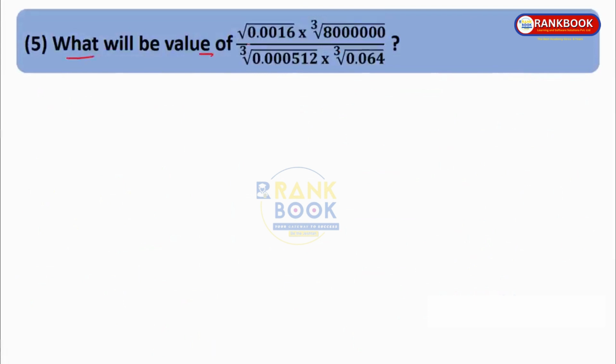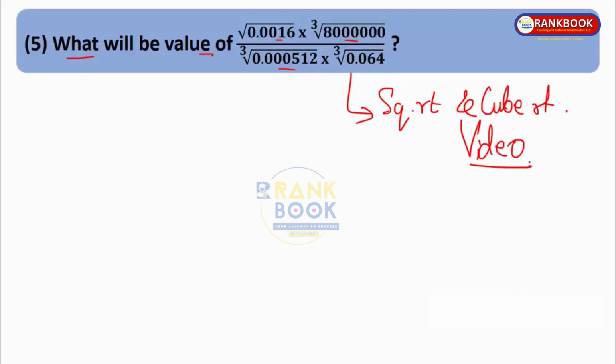Moving to question number 5. What will be the value of root of 0.0016 into cube root of 80 lakhs divided by cube root of 0.000512 into cube root of 0.0064? This is a very easy sum, and we have already seen this in the square root and cube root video. So check out that video to see how to solve these kinds of sums. Here we'll directly use the trick. There I have taught the trick, right?